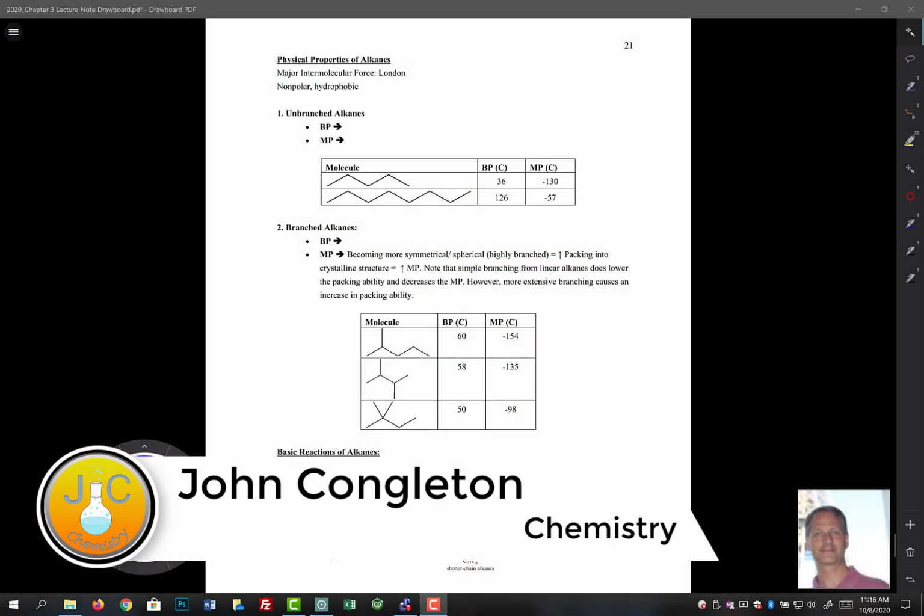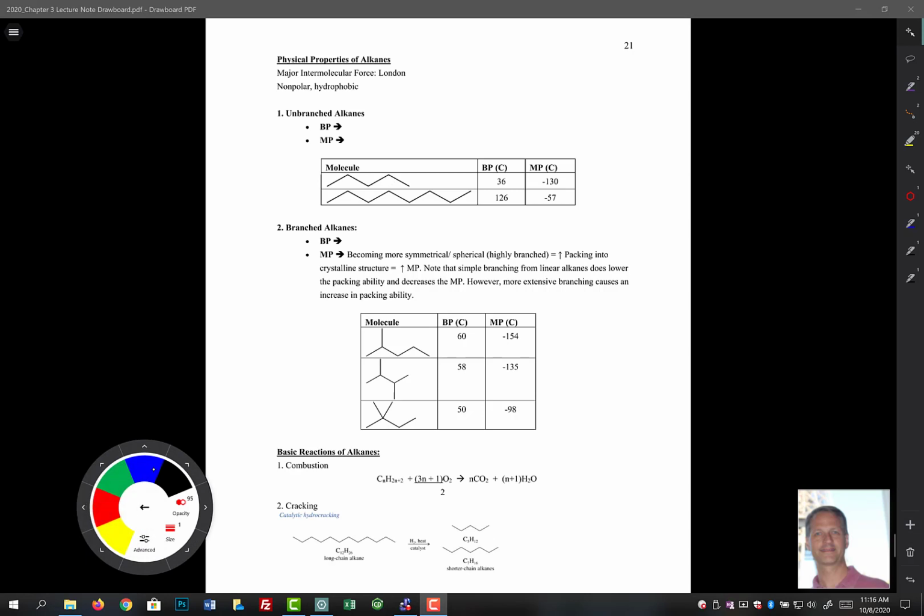The physical properties of alkanes are fairly straightforward. We're going to look at melting points and boiling points here, and some basic reactions. The major intermolecular force of alkanes is London dispersion forces, right? They're basically nonpolar and they're hydrophobic. That means that they don't like water, right?